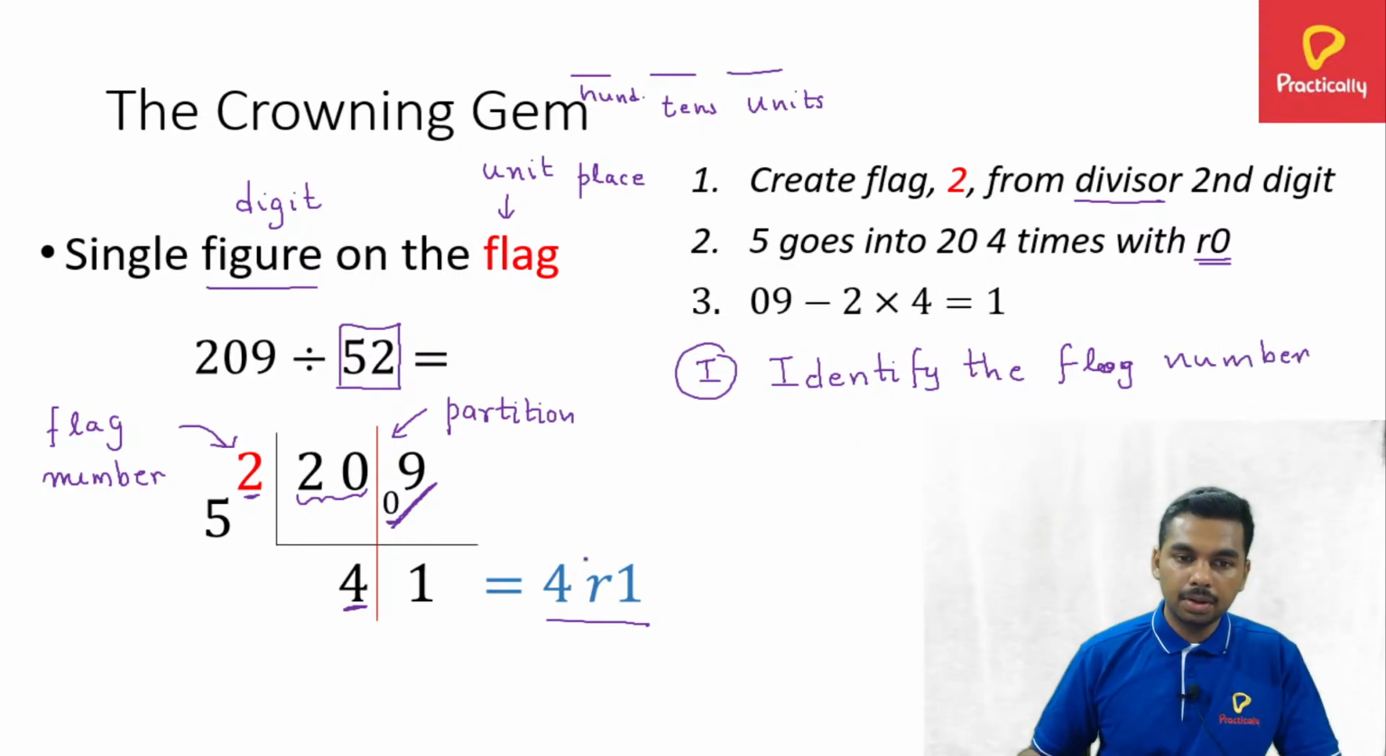So the flag number is the units place digit of the divisor. In our case, in this example, the flag number is going to be 2.